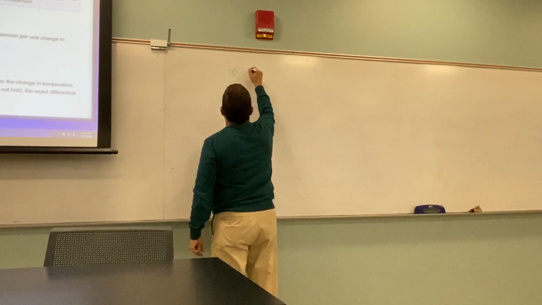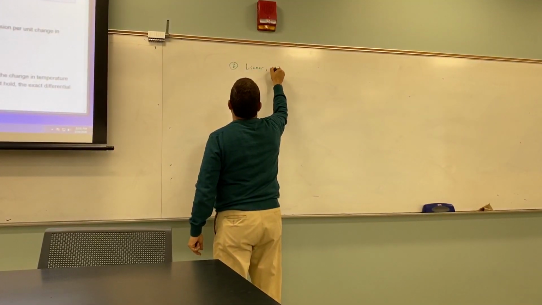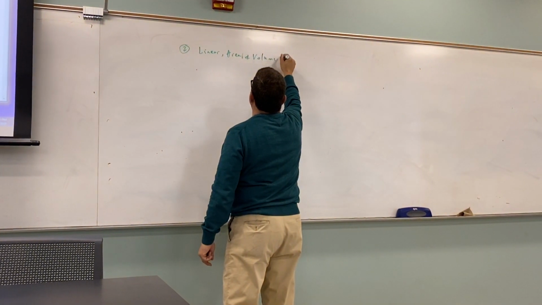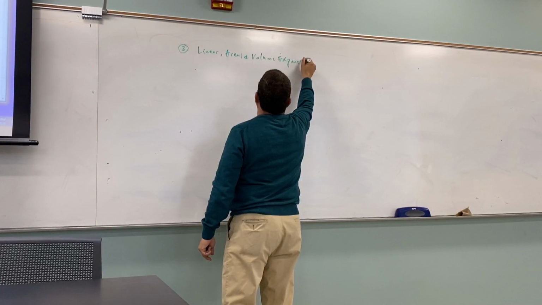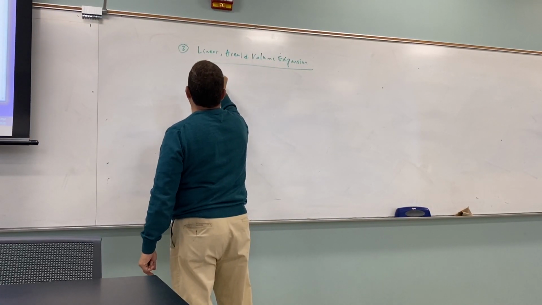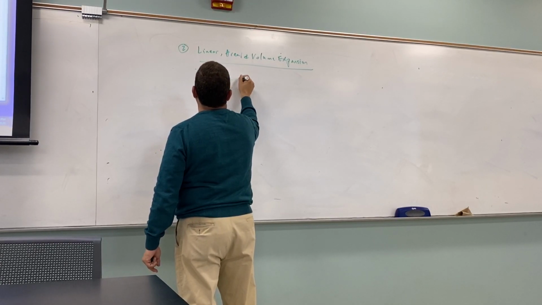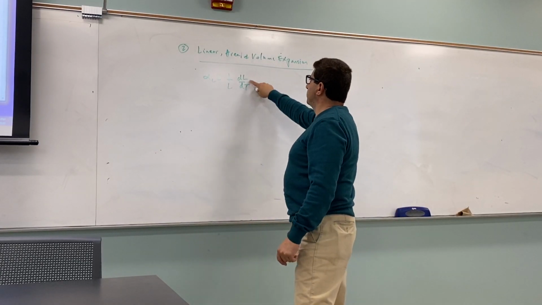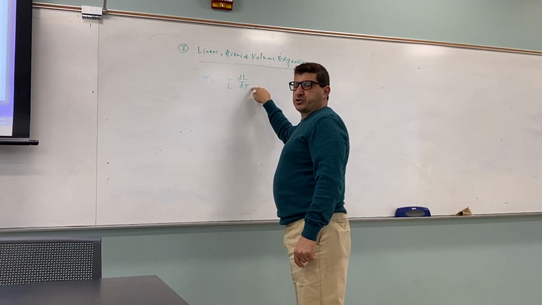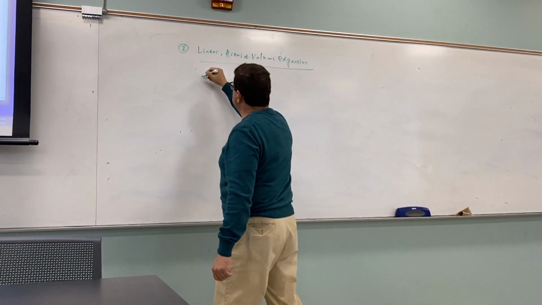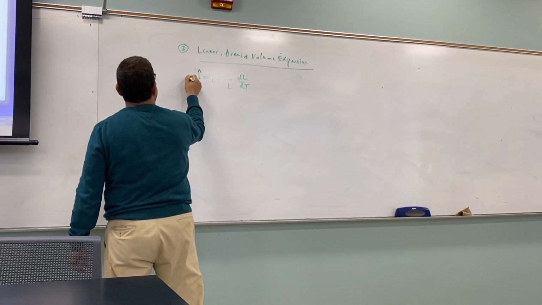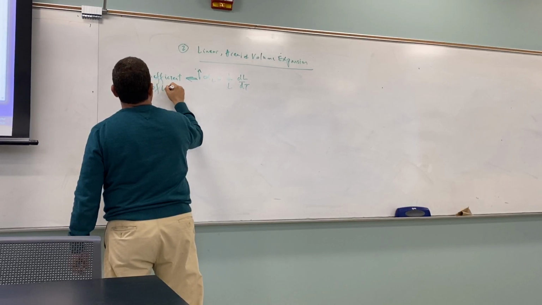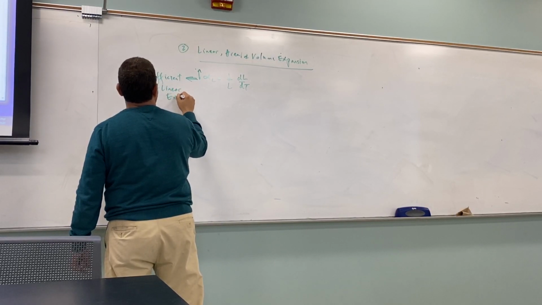This is linear, area, and volume expansion. So alpha L is 1 over L dL dt. So how much length it expands by how much temperature is required to expand it. So the bigger the alpha, this is called the coefficient of linear expansion.